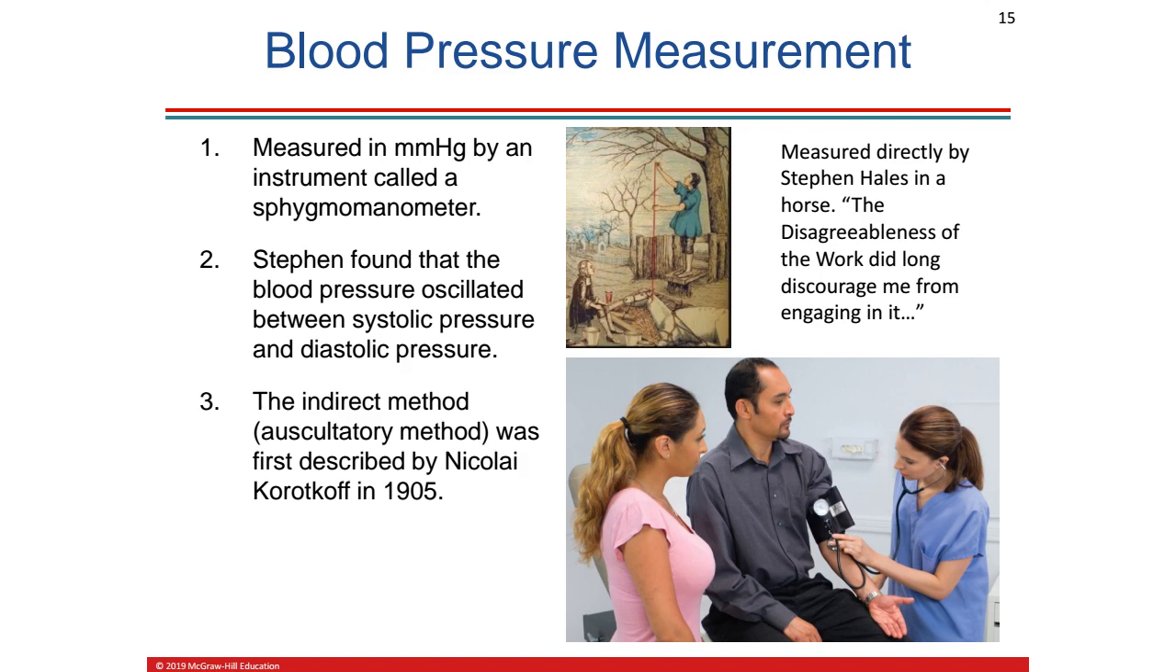Now, luckily, because that's kind of an awful method of measuring blood pressure, this direct method, an indirect method was later discovered, which is also called the auscultatory method. And this was first described by Nikolai Korotkov in 1905, and that's the modern method that you can see here in this picture.